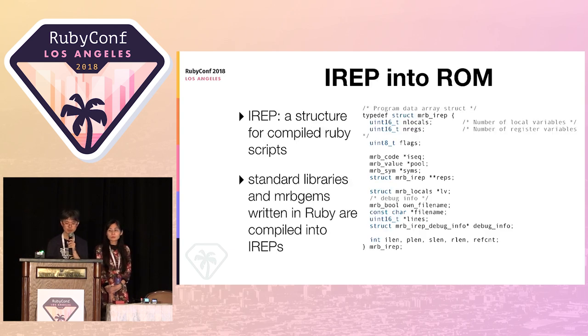First, I will explain the iseq structure. mruby iseq is a structure for managing compiled Ruby scripts in mruby. The right side is a definition of the structure. Ruby scripts in the standard library and mrbgems become iseq structures. Since iseqs are placed in RAM, we want to make them live on ROM.